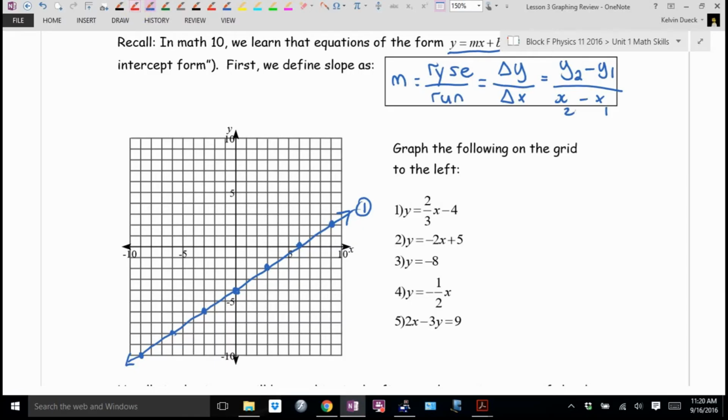I'll do line 2 in red. Line number 2. How do I know it's a line? No exponents, no weird stuff. Is the y by itself? Yes. I'm going to ask you the same question, just phrase it differently. Is it in slope-intercept form? Yes. What's the y-intercept of line number 2? Positive 5. Put a dot right there.